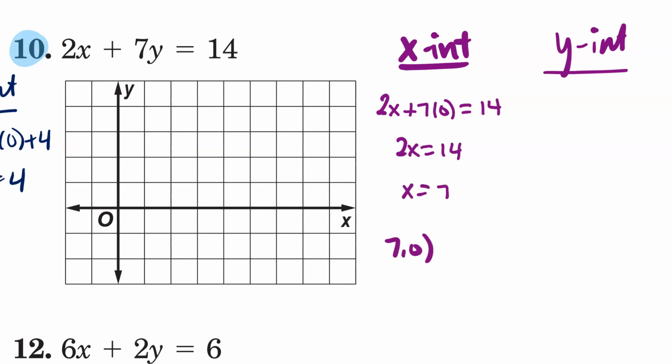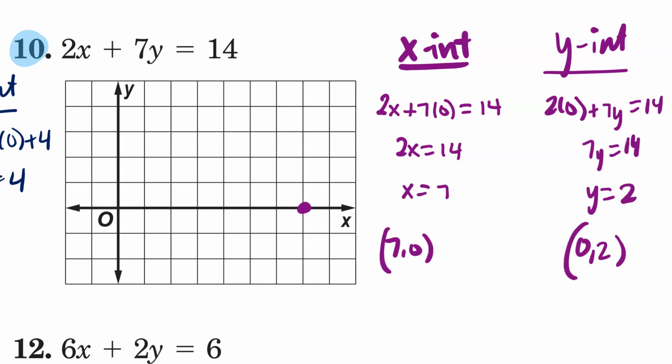So the x-intercept is 7, 0, because you plug in 0 for y, and then you solve to get x by itself. And so we have a point 1, 2, 3, 4, 5, 6, 7, 0. And then to find the y-intercept, you plug in a 0 for x. So 2 times 0 plus 7y equals 14. So you have 7y equals 14. Divide by 7 on both sides. You see y equals 2. So 0, 2. This is our graph.